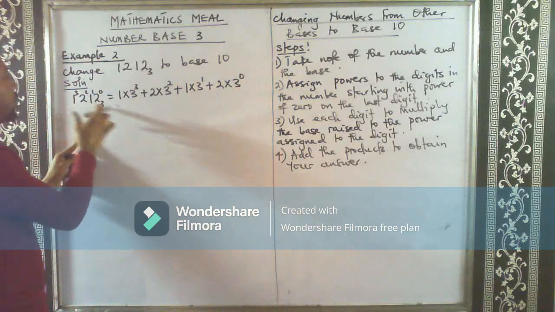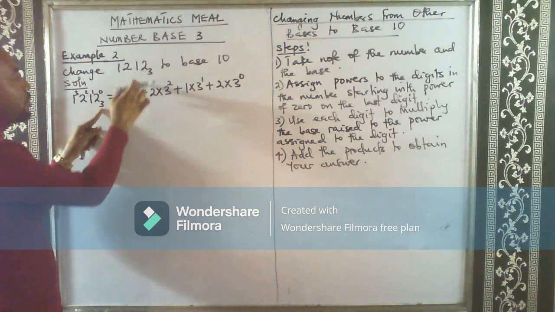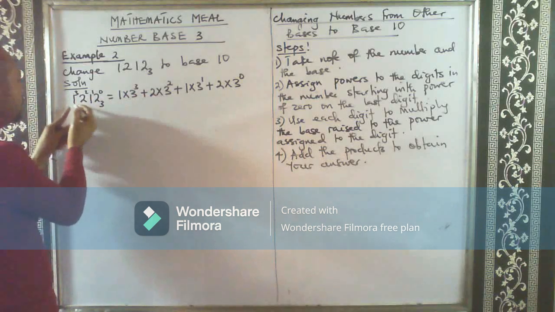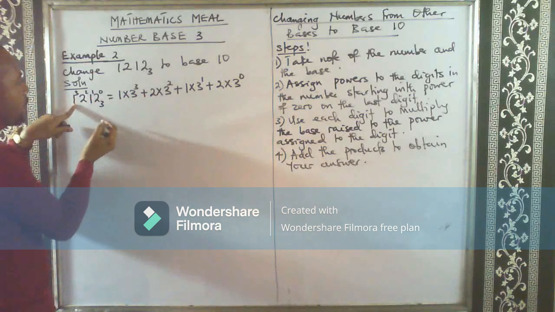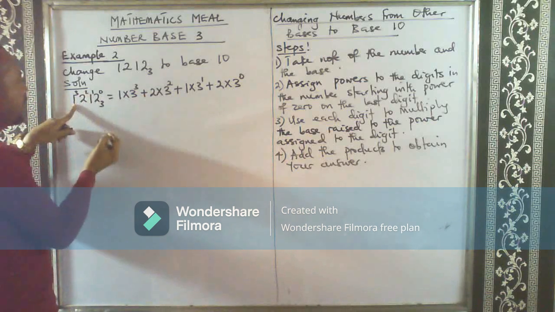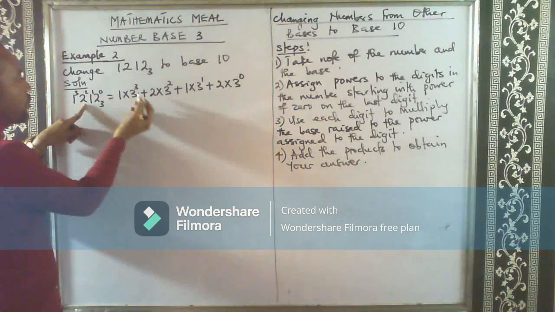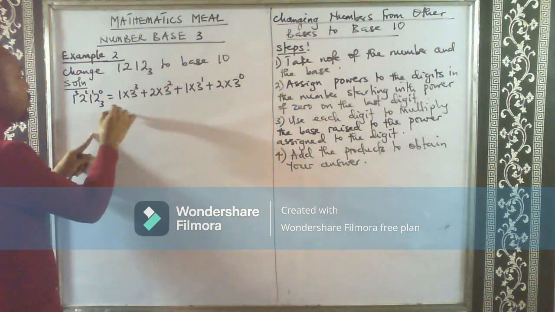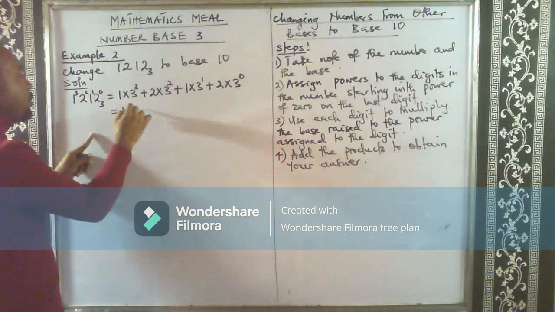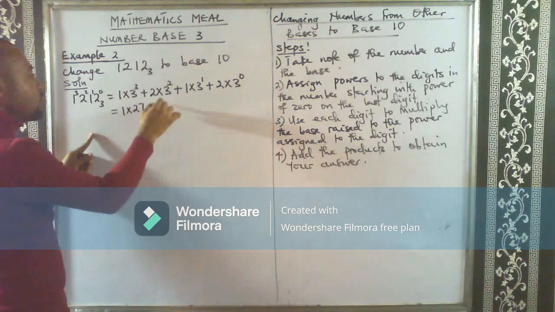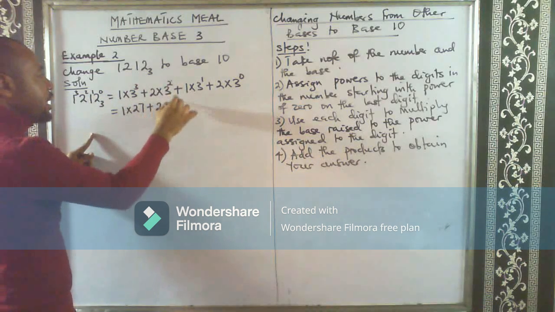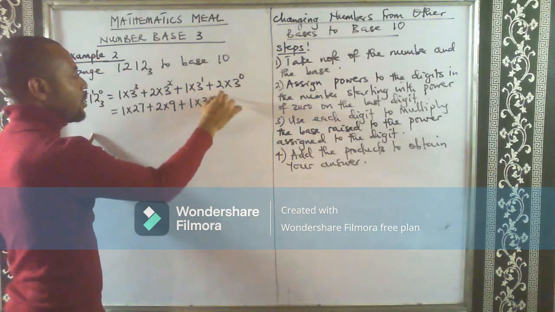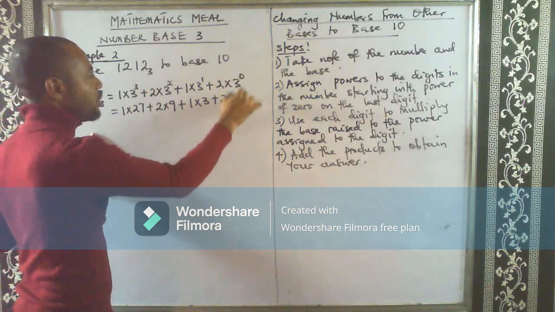So use each digit to multiply the base, and that base should be raised to the power assigned to that digit. Why do we have the power of 3? Because digit 1 here has power of 3. Digit 2 was assigned power of 2, that's why here we raise the base to power of 2. So we have 1 times 3 raised to power 3, this is 27. 2 times 3 raised to power 2 is 9. 1 times 3 raised to power 1 is 3. Plus 2 times 3 raised to power 0 is 1.